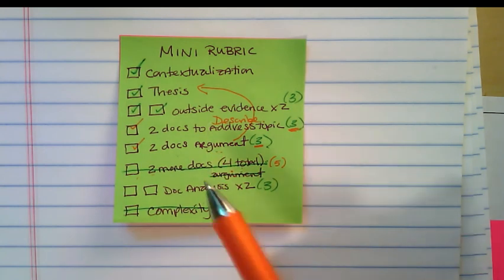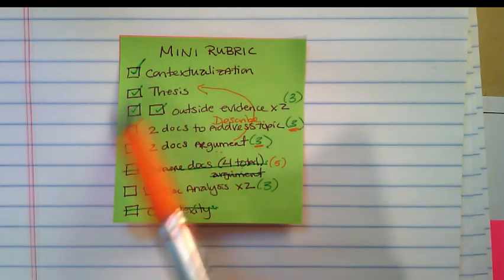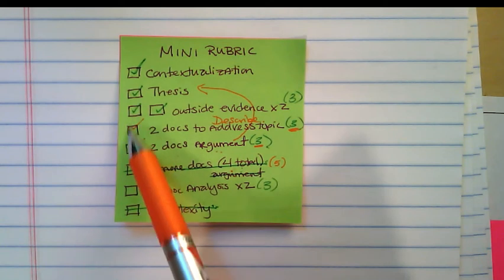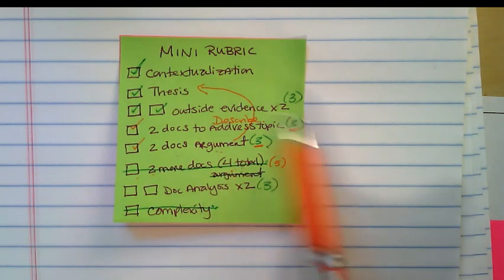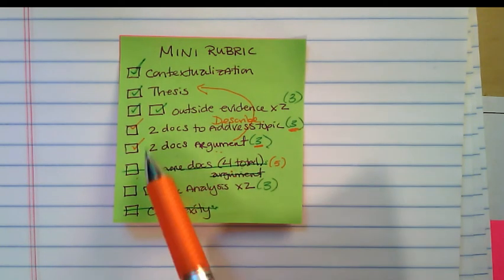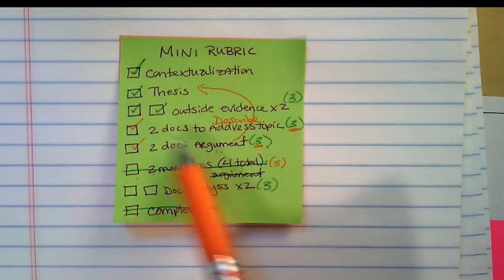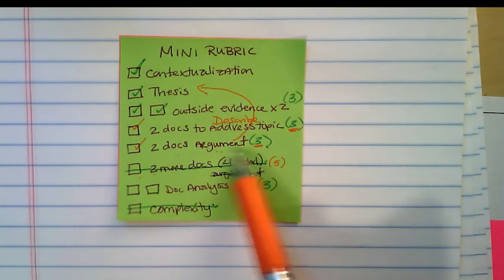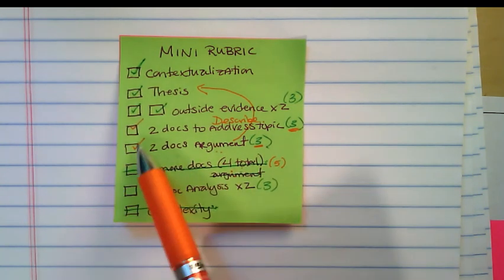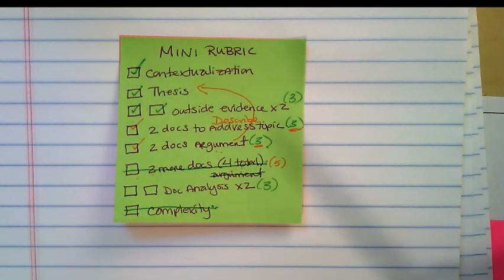All right, so right now what we have talked about so far in our other videos: contextualization, thesis, outside information. Again, we're going to try 3 instead of 2, right? Documents where we're describing what's going on. Again, we're going to try 3 instead of 2, right? 2 documents for our argument. We're going to try 3 instead of 2. That's 1, 2, 3, 4, 5, 6 out of 10 points, right? That is pretty darn good, okay?